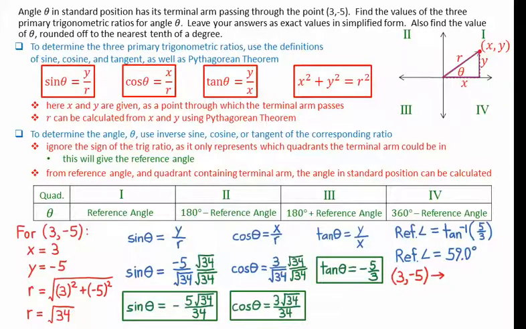We know that the point (3, -5) is in quadrant 4. The value then for theta is 360 degrees minus the reference angle of 59.0 degrees, giving theta equals 301.0 degrees.